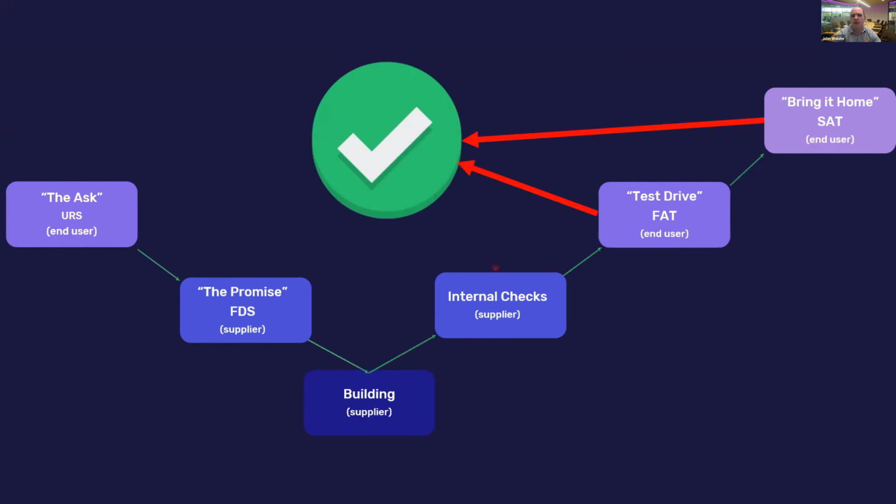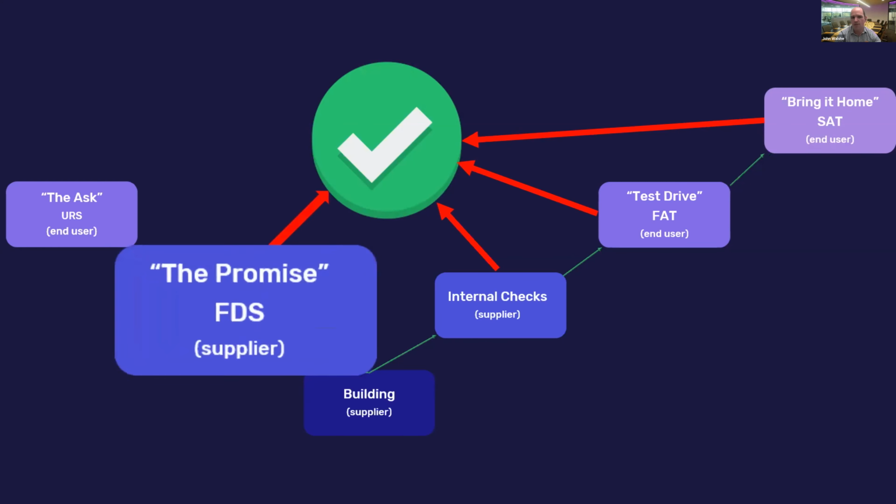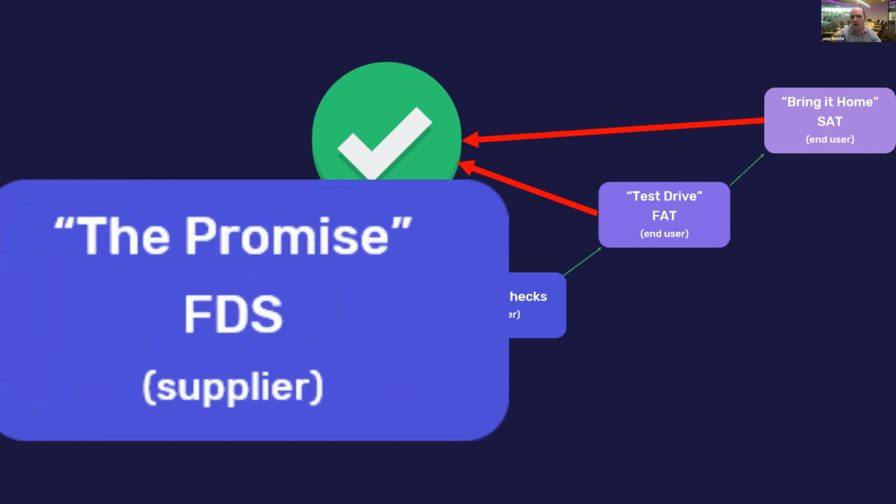All of these various steps require validation or confirmation, which is driven by one document, the promise, the FDS. And this is why this is such an important document to get right and to keep right. Now, what I mean by this is to update it as the project progresses, to capture any changes that are requested and agreed along the way.